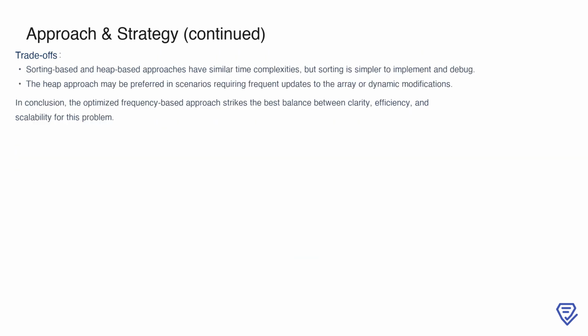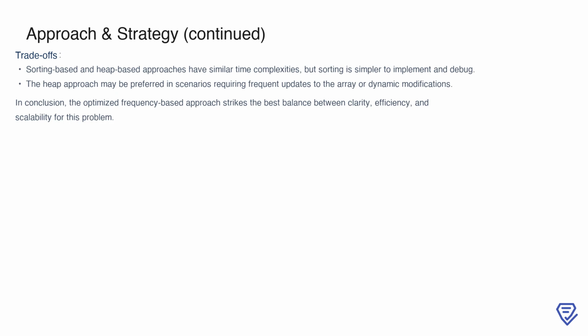When comparing the trade-offs, both the sorting-based and heap-based approaches offer similar time complexities. However, sorting is simpler to implement and debug, making it the preferred method for most scenarios. On the other hand, the heap-based approach is better suited for situations where the array or frequency data requires frequent updates or dynamic modifications. In conclusion, the optimized frequency-based approach strikes the right balance between clarity, efficiency, and scalability for this problem. Its straightforward implementation and strong performance make it the ideal choice.